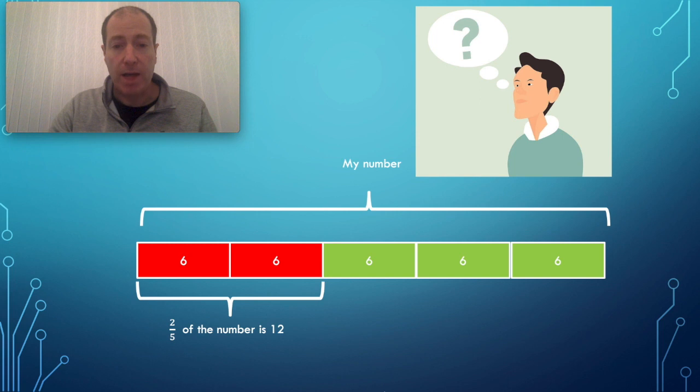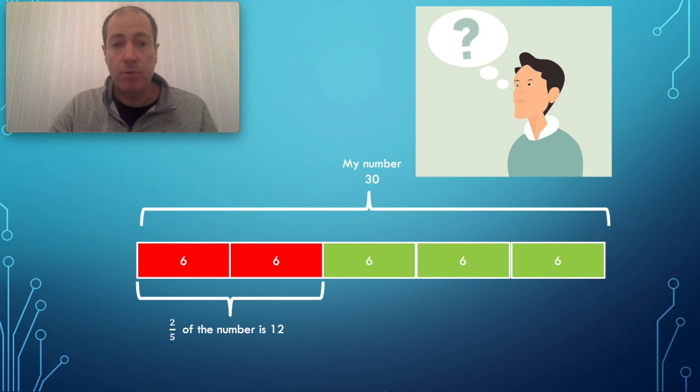Now I can look at that and say to myself, well, 6 and 6 and 6 and 6 and 6, 5 lots of 6s, is 30. So I can say confidently that the number I was thinking of is 30. But remember, the question was asking what was half of my number.